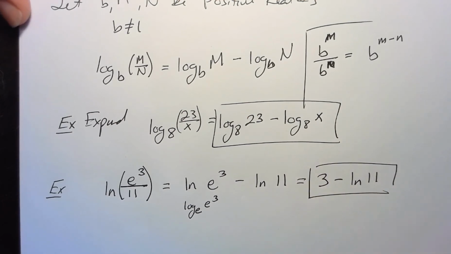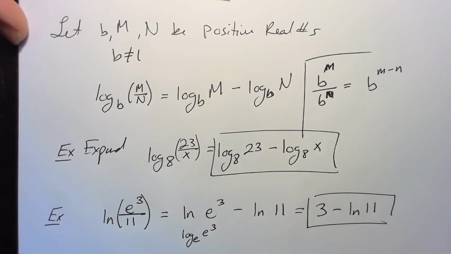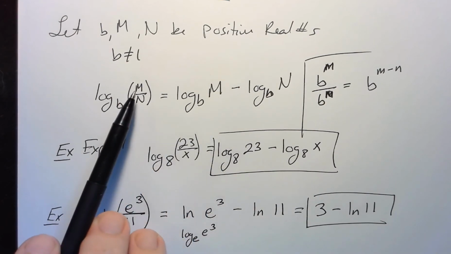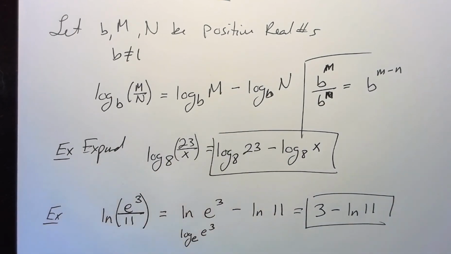This is, again, the simplified version of the quotient rule, where anytime you're dealing with a log function, it will change into the subtraction. If it was a division on the inside, it becomes a subtraction of two separate logs.